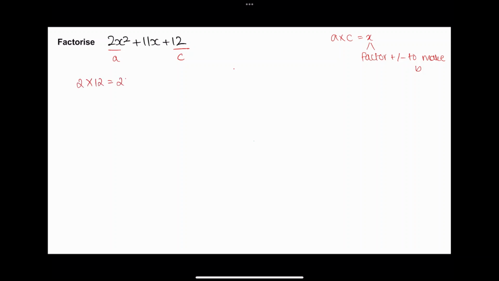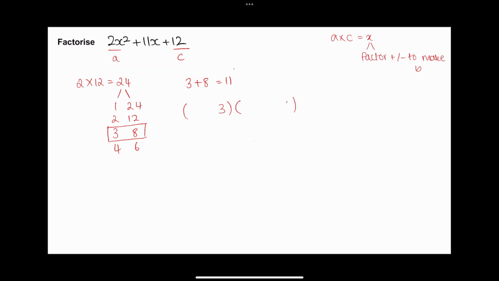In this case, a would equal 2, c is equal to 12, and therefore b is equal to 11. So then we would do a multiplied by c, so 2 multiplied by 12, which gives you 24. Then think of factors of 24 that add up to 11. The only combination that would work is 3 plus 8, as 3 multiplied by 8 gives us 24.